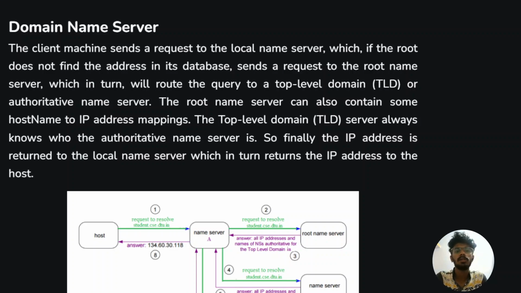The client machine sends a request to the local name server, which, if it does not find the address in its database, sends a request to the root name server, which in turn will route the query to a top level domain or authoritative name server. The root name server can also contain some hostname to IP address mappings. The top level domain servers always know who the authoritative name server is. So finally the IP address is returned to the local name server, which in turn returns the IP address to the host.